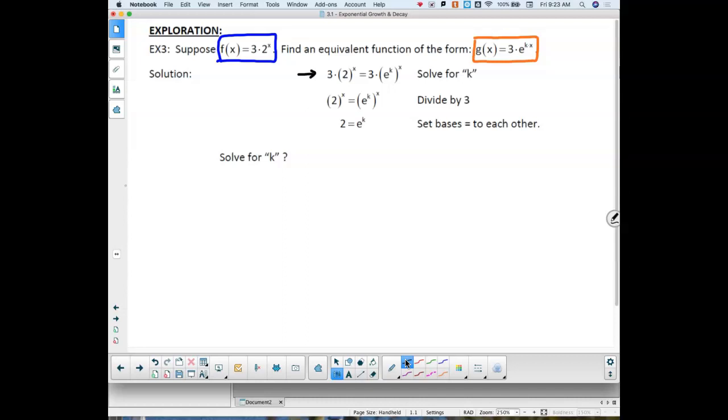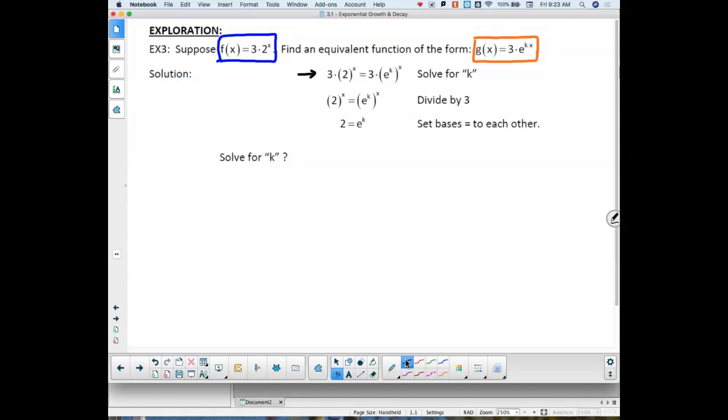So what would you do first? Divide both sides by 3, because your a value is going to be the same for both of those functions, because they need to go through the same y-intercepts. So your a value has to be the same. So we divide both sides by 3, or by a. That leaves us with 2 to the x power equals e to the k power to the x power.